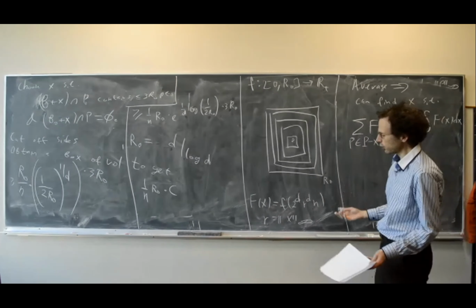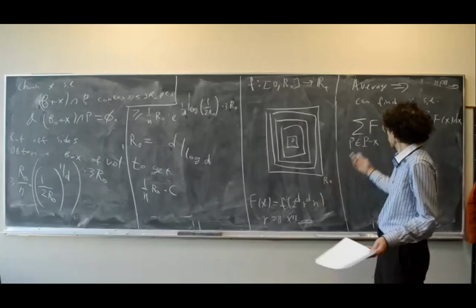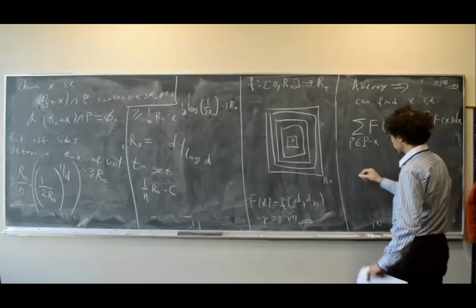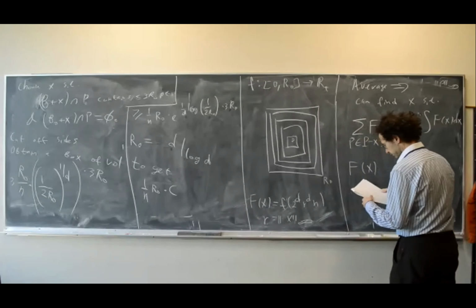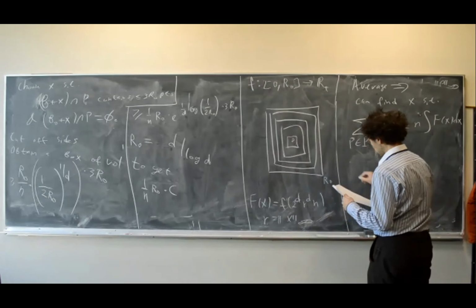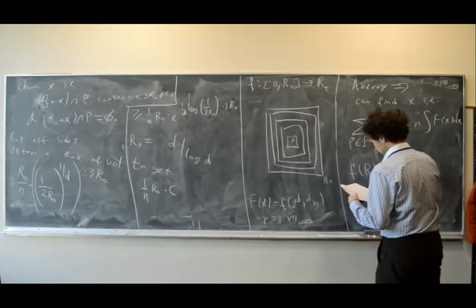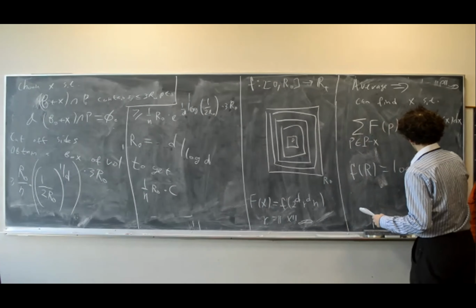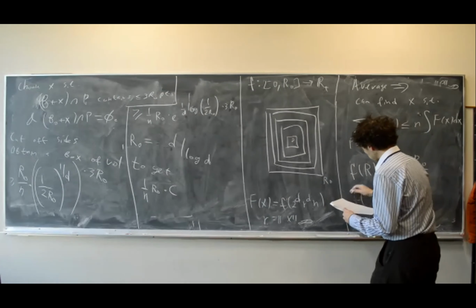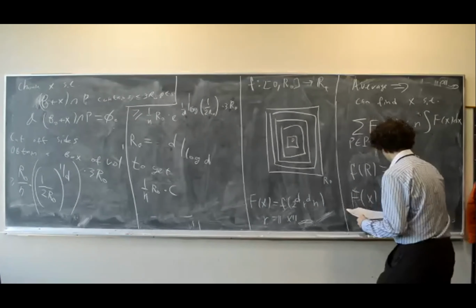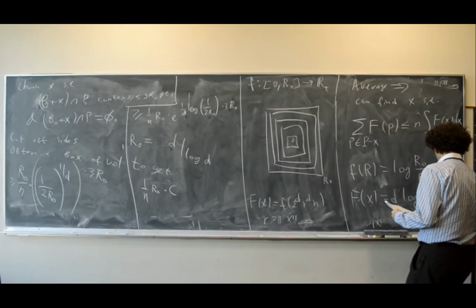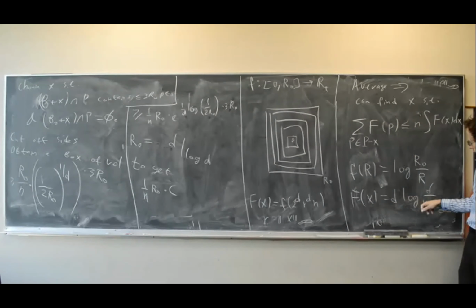Now the only question is, what's the right penalty function to choose? The penalty function, of course, should be exactly how much we lose. So my penalty function is going to be f of r is the log of r naught over r. And the point of this choice is that you're going to get your f of x to be this.